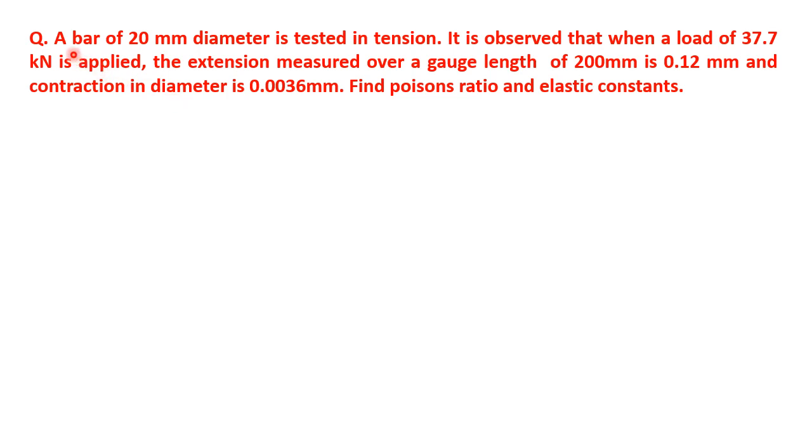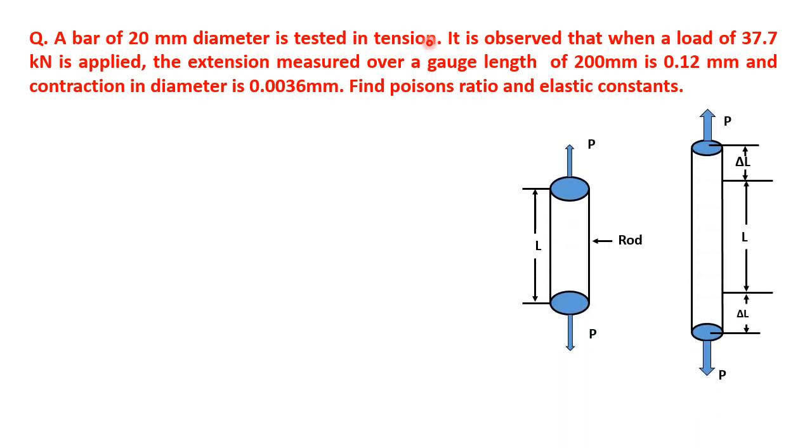Here it says that a bar of 20 mm diameter is tested in tension. That means here, this is a bar, and the diameter of this bar is 20 mm and it is tested in tension. That means a tensile force is acting on this bar and it is denoted by the term P. It is observed that when a load of 37.7 kilonewton is applied on this rod, so what will happen?